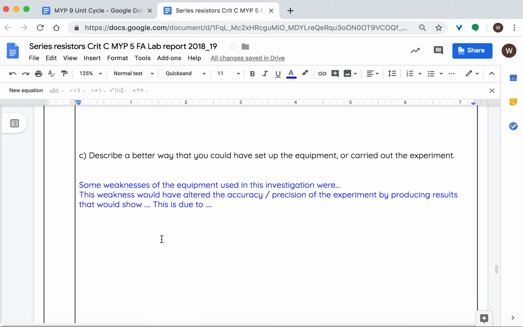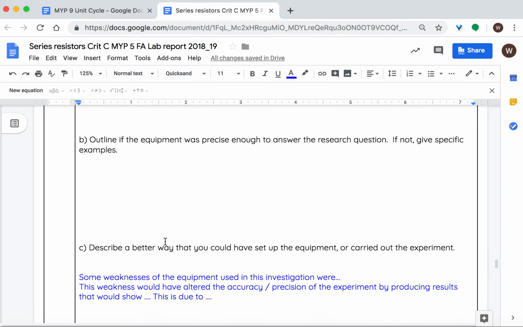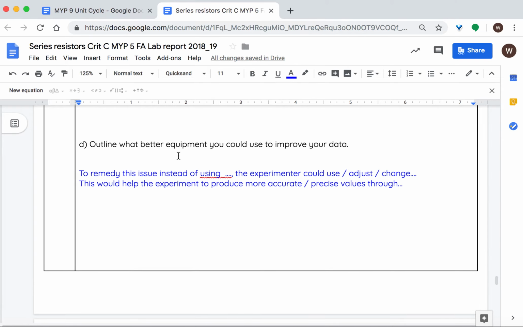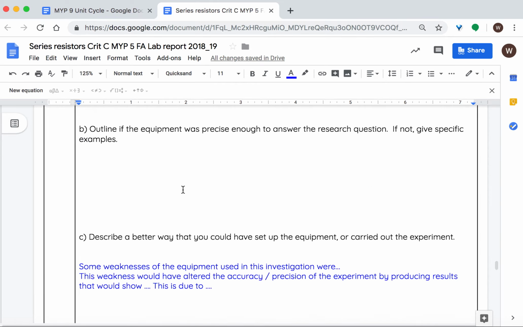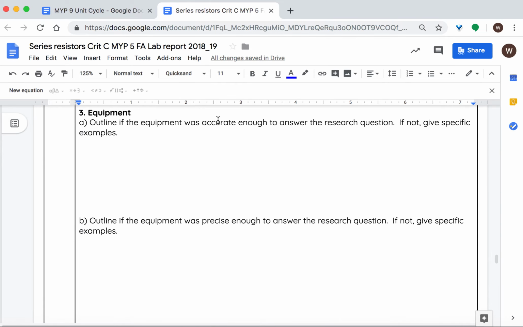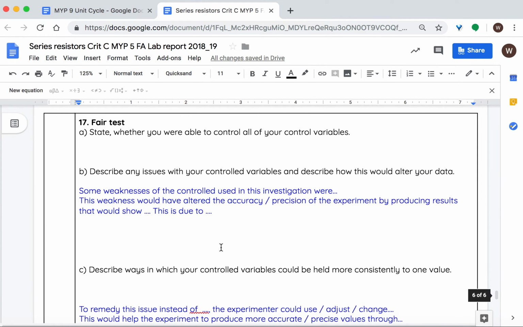Is there a better way to set up the equipment? Easy. What are some ways you could improve your data through better equipment? Easy. Next up, accuracy, you've already done in a previous one, and precision, you've already done in a previous one as well. Moving on, fair test.